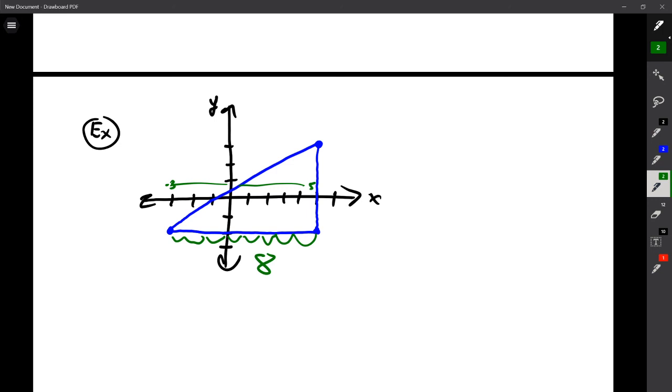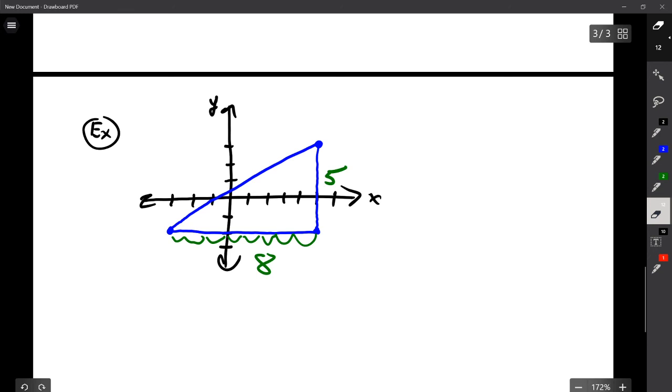And then here, I'm taking 2 steps to get up to there, and then another 3 steps. So the total number of steps that I'm taking here is 5. And we want to find how long the hypotenuse is. That's what this problem would be asking. Well, let's plug in what we know. Get our formula, a squared plus b squared equals c squared.